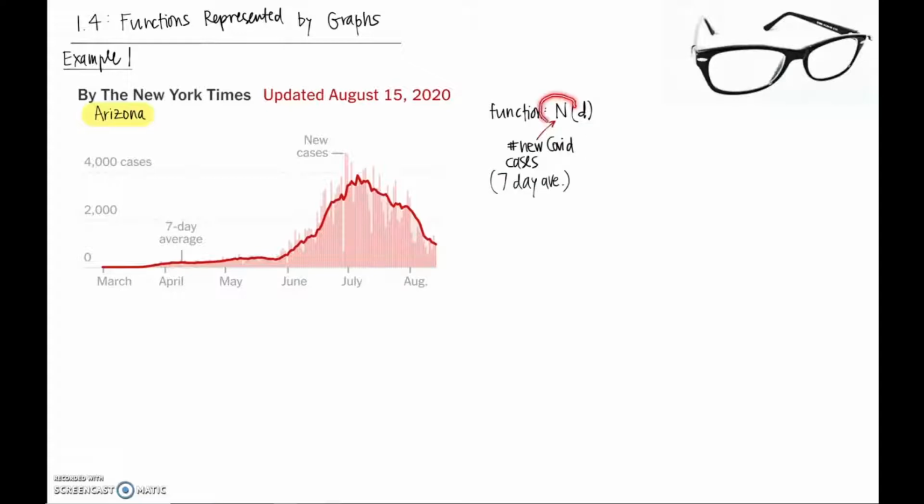And the n part of the function represents the number of new COVID cases, and we look at the 7-day average. That's a really useful metric. It sort of smooths out the data, so if you have a day that's an anomaly, it doesn't throw everything off. So the 7-day average is a metric that's often used. And the d is going to represent what day it is.